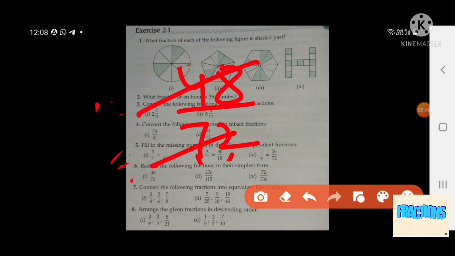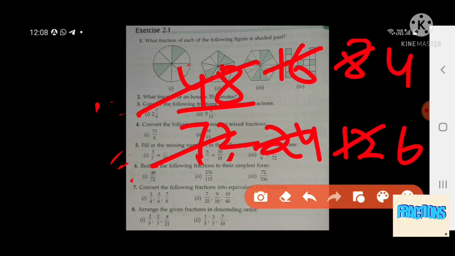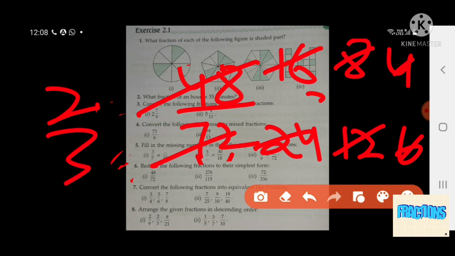Now the answer is here, 16 and here 24. Now it can cut again. We will cut it with 2. Here will be 8 and here will be 12. Now it can cut again. Here will be 4 and here 6. Then 2 and 3. The answer is 2 upon 3. The rest too you have to do by yourself. It's very easy. You can do it.